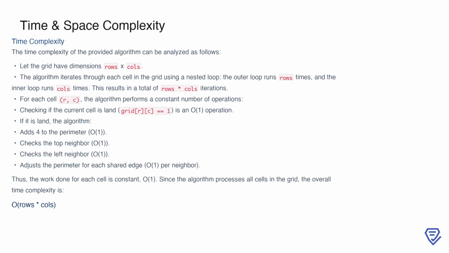Specifically, we check if the cell contains land, which is an O(1) operation. If it is land, we add 4 to the perimeter and then check the top and left neighbors, adjusting the perimeter for any shared edge. Each neighbor check and perimeter adjustment is also an O(1) operation. Since all of these tasks take constant time per cell and the algorithm processes all cells in the grid, the overall time complexity of the algorithm is O(rows * cols).